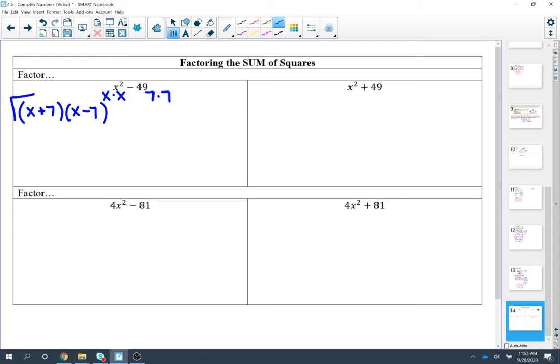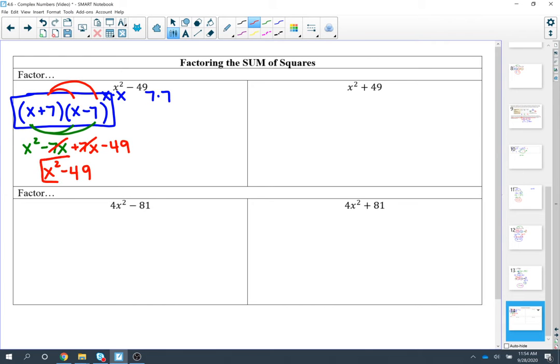Okay, now just to do a real quick check, that is our answer if I were to ask you to factor that. And if we just really quickly check it, x times x is x squared. X times negative 7 is negative 7x. 7 times x is positive 7x. And 7 times negative 7 is negative 49. If you combine like terms, a negative 7x and a positive 7x will cancel, which will leave you with an x squared minus 49. So we know that x squared minus 49 factors into x plus 7 times x minus 7.